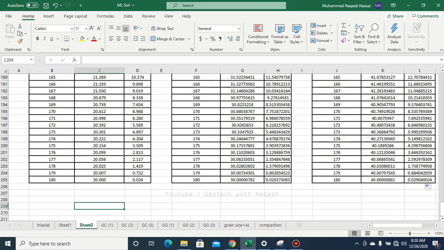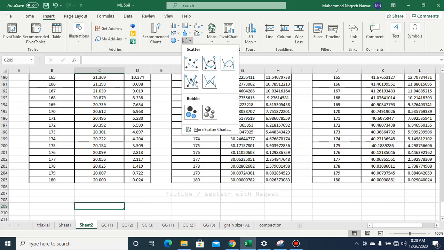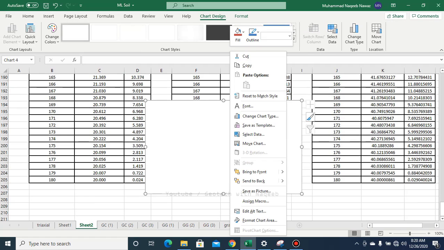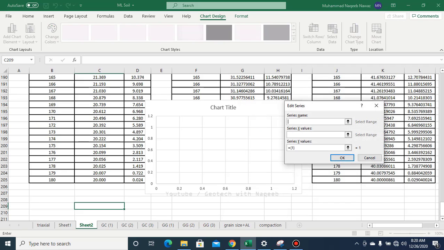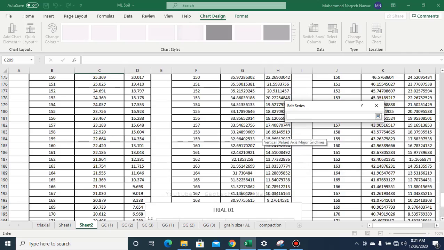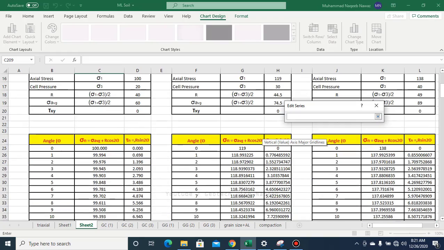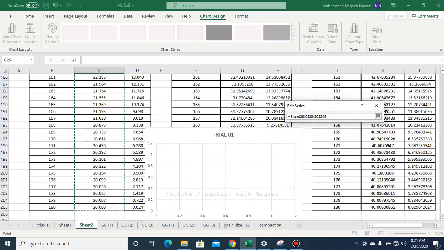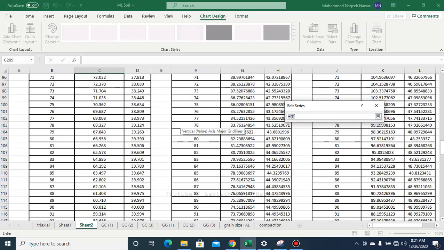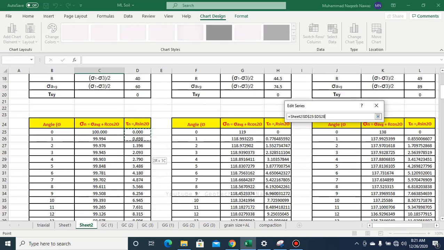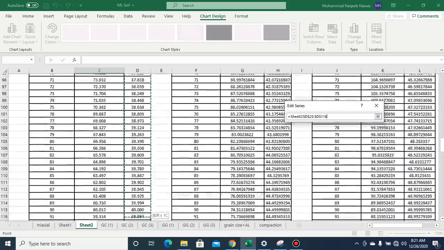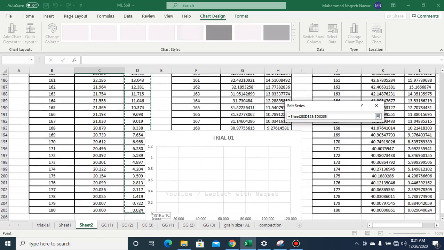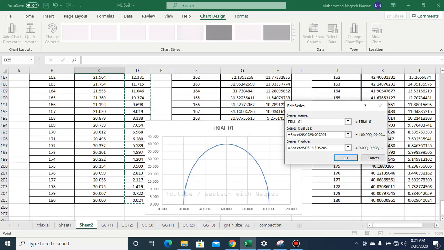Now we can draw the Mohr circle. So we will get to the insert, we will select this, and now right click, select data, add trial 1, and along x-axis we'll put these normal stresses. And along y-axis we'll put the shear stresses. This one. Till that. So you can see the first Mohr circle for the trial 1 has been drawn.